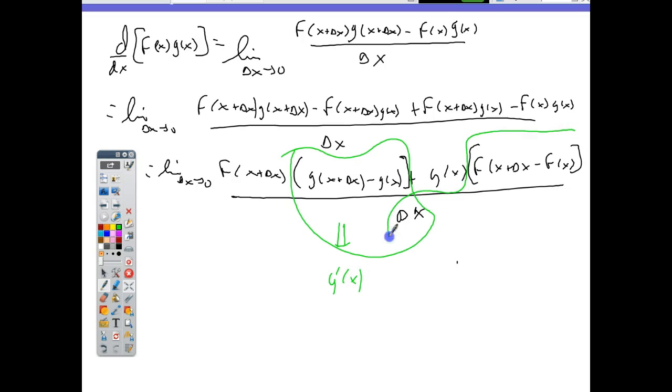What is this piece here? That's f prime of x. What is that? Just plain old g of x. And what is this as we approach 0? f of x.